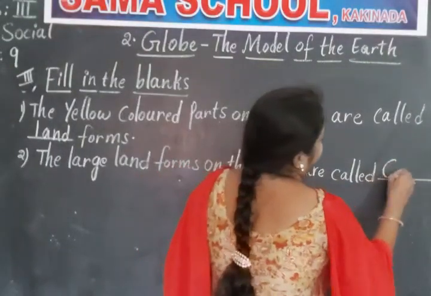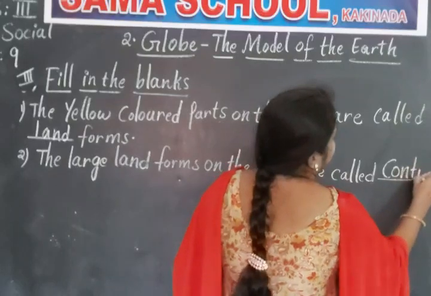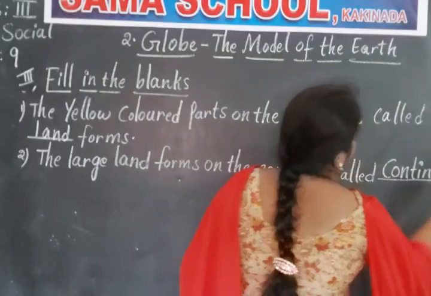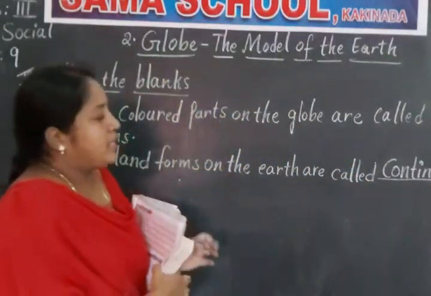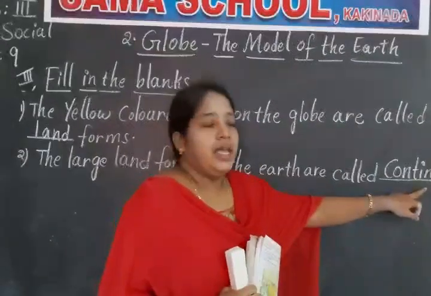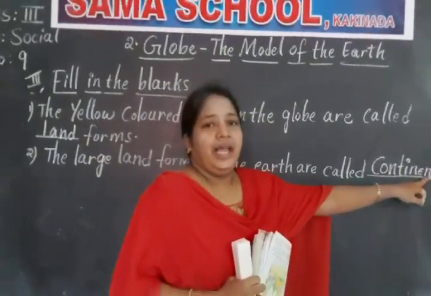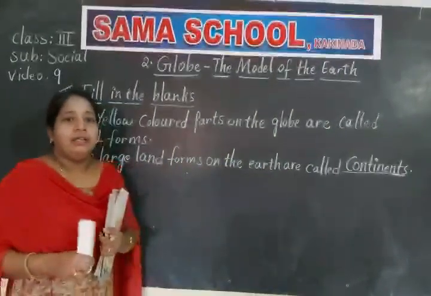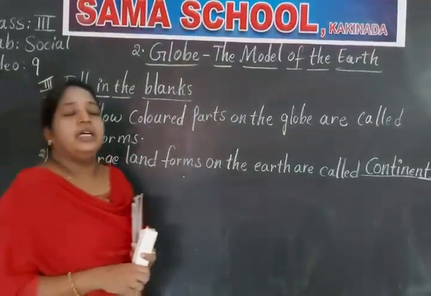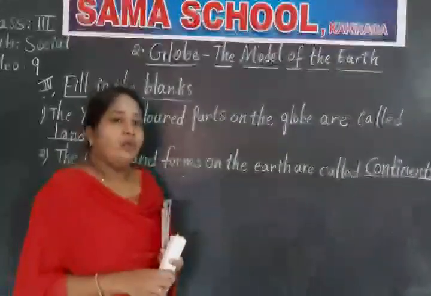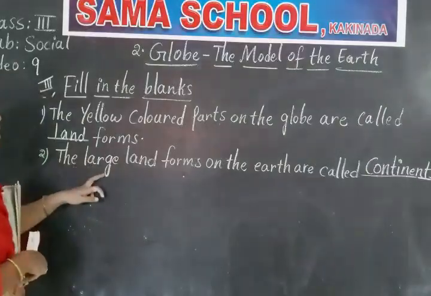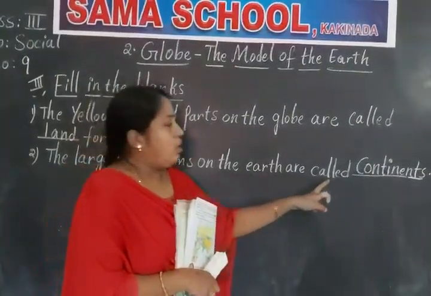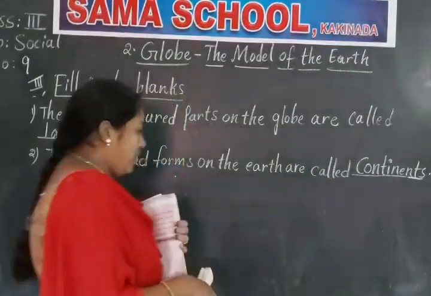What is the spelling of continents, children? C-O-N-T-I-N-E-N-T-S. Continents. And how many continents have you learned? How many continents are there on the earth? There are 7 continents. So the large landforms on the earth are called continents. Clear children? Next one.